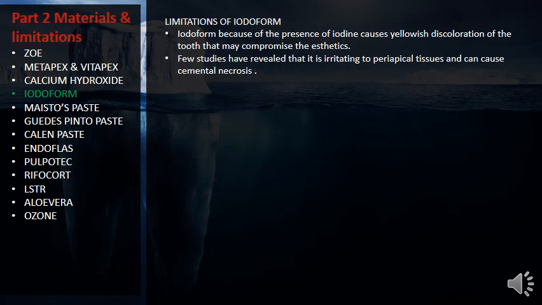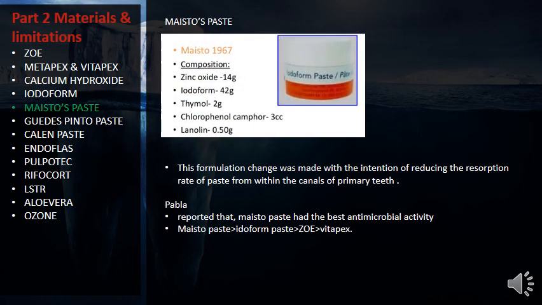Limitation of iodoform: because of the presence of iodine, iodoform causes yellowish discoloration of the tooth. A few studies have revealed that it is irritating to periapical tissue and can cause necrosis. Moisto paste composition: zinc oxide, iodoform, thymol, chlorophenol, camphor, lanolin. According to Pabla, Moisto paste had the best antibacterial activity. The antibacterial activity of Moisto paste is greater than iodoform paste, then Zedoi, then Vitapex.